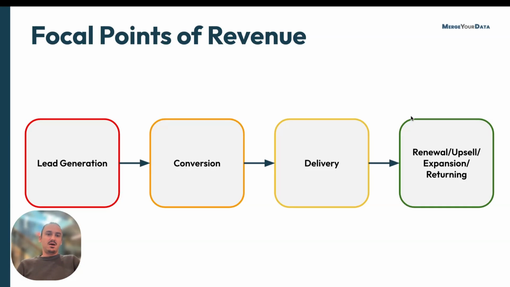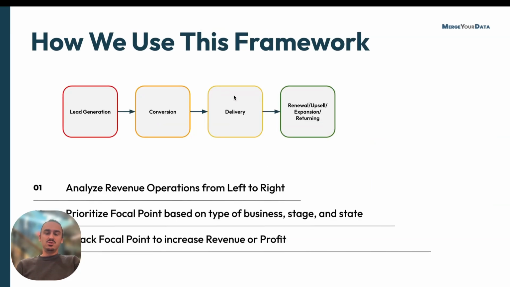There are 4 areas or focal points of revenue that we look at when we come into a client account: lead generation, conversion, delivery of the product or service, and then the renewal, upsell, expansion, or returning motion. How we actually use this framework is we go from left to right when we're analyzing the revenue operations of a firm.